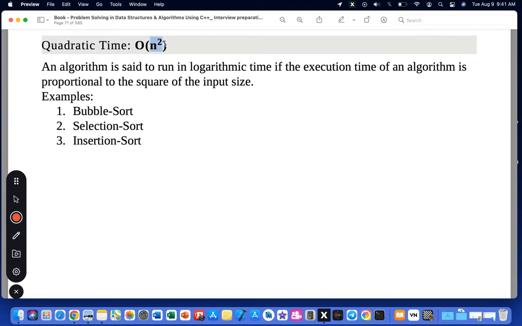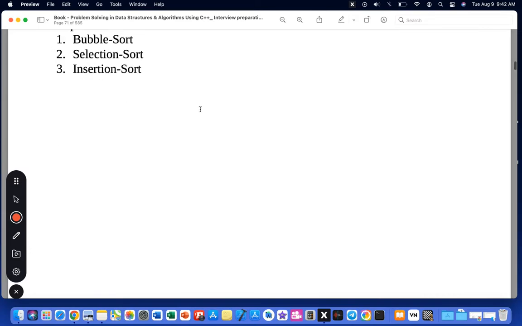Quadratic time, n square. An algorithm is said to run in quadratic time if the execution time of the algorithm is proportional to the square of the input size. This is not logarithmic, it's quadratic. There is a typing mistake here, okay? Square of the input value. An algorithm is said to run in quadratic time if the execution time of an algorithm is proportional to the square of the input size. And the examples are bubble sort, selection sort, insertion sort. Equals to the what? The square of the input size.